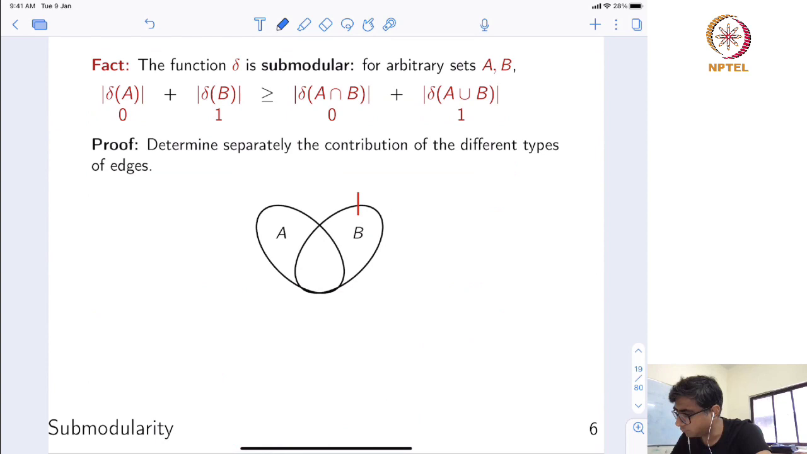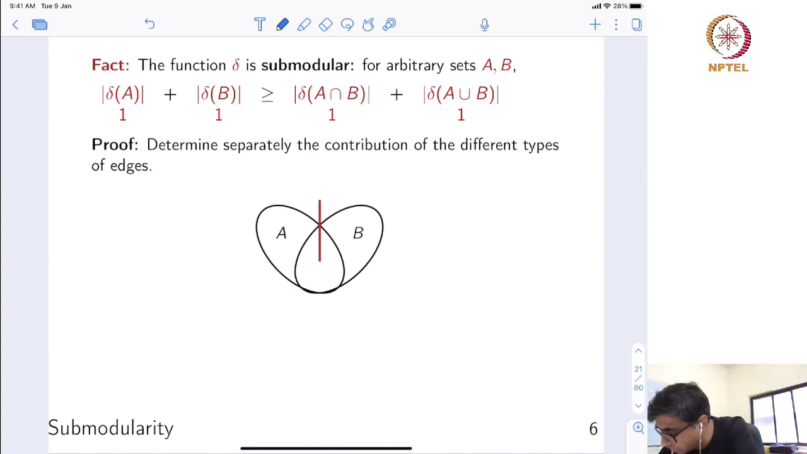Great. What about an edge which leaves B, but its other endpoint is not in A? Then it contributes to A union B on the right hand side, and it contributes to the delta on the left hand side. So still the contribution of this edge to the left hand side is at least as much as its contribution to the right hand side. And similarly, an edge leaving from A and going completely outside will contribute to delta A and to delta of A union B. So the left hand side contribution is still greater than or equal to the contribution to the right hand side. Okay.